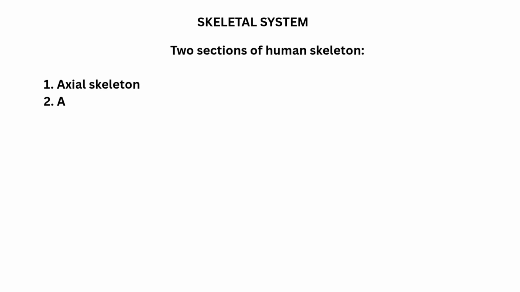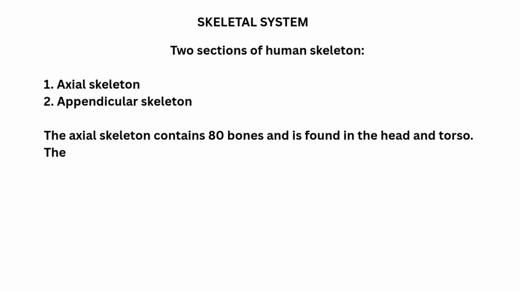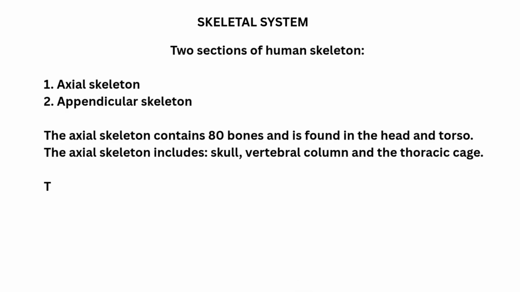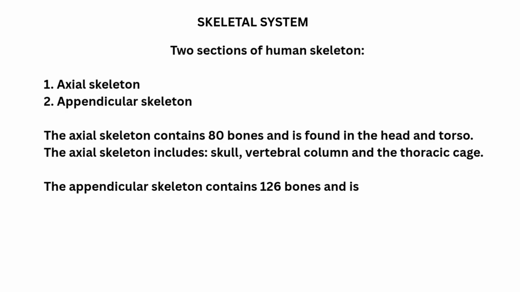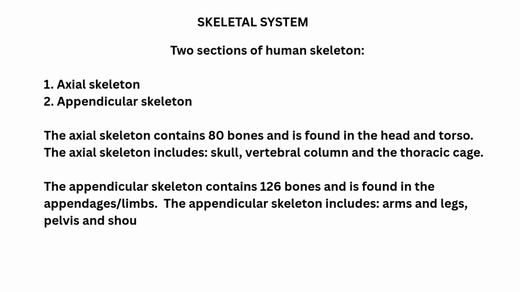Two sections of the human skeleton: 1. Axial skeleton. 2. Appendicular skeleton. The axial skeleton contains 80 bones and is found in the head and torso. It includes the skull, vertebral column, and the thoracic cage. The appendicular skeleton contains 126 bones and is found in the appendages/limbs. It includes the arms and legs, pelvis, and shoulder girdle.